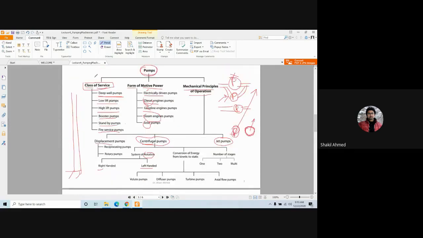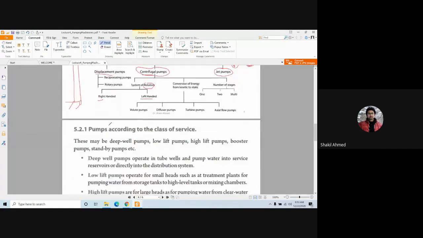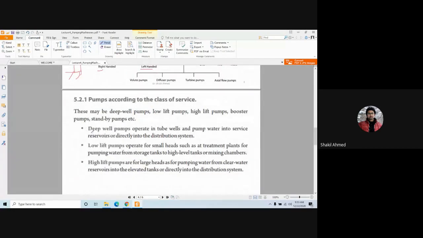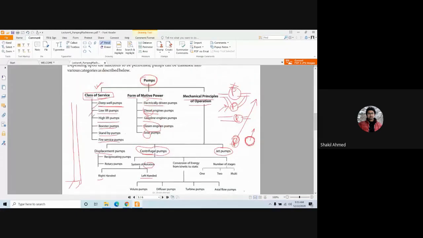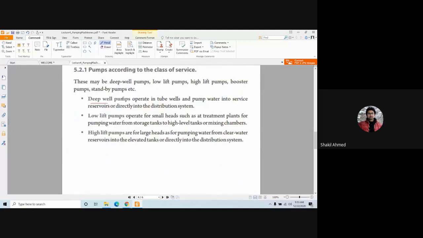If we just focus here, class of service, you have the definition: deep well pumps, low lift, high lift, and others. Deep well pumps operate in tube wells and pump water into service reservoirs or directly into the distribution system. Low lift pumps operate for small heads, such as at treatment plants for pumping water from a storage tank to a high elevated tank.